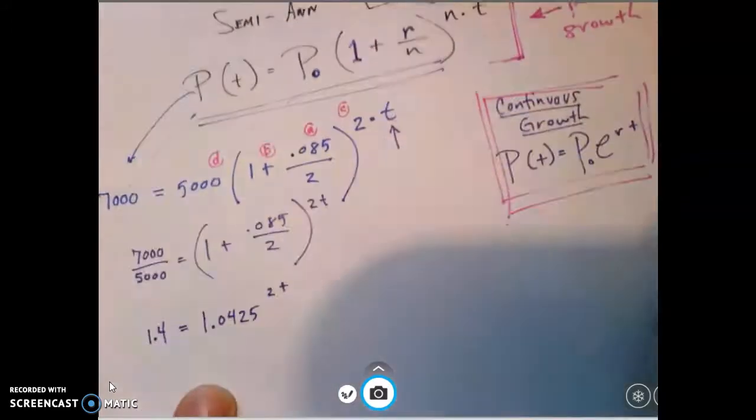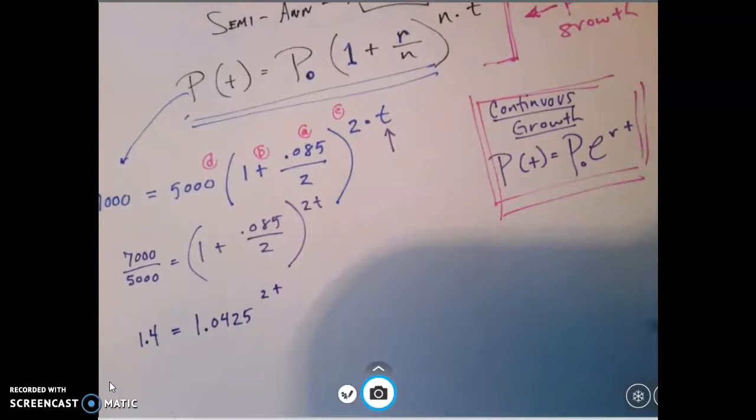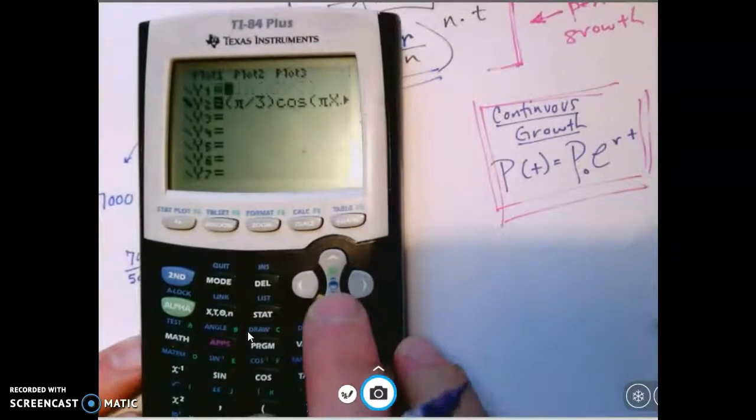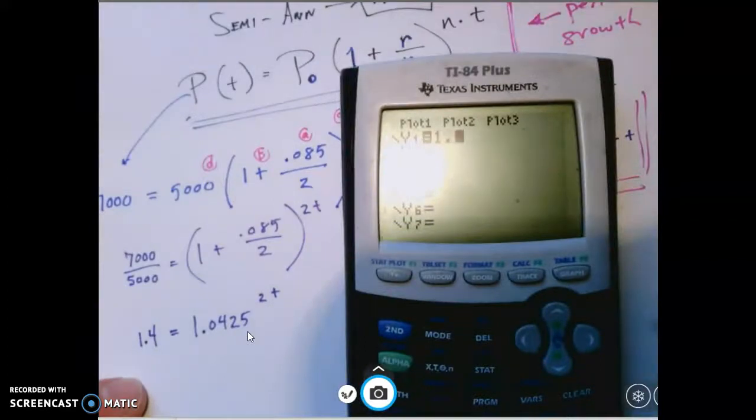Now I can do this in two ways. I could put it in my calculator, and what I would do is go to my y equals, and I'd enter 1.0425 raised to the power of 2x. All right? And I would do 1.4.